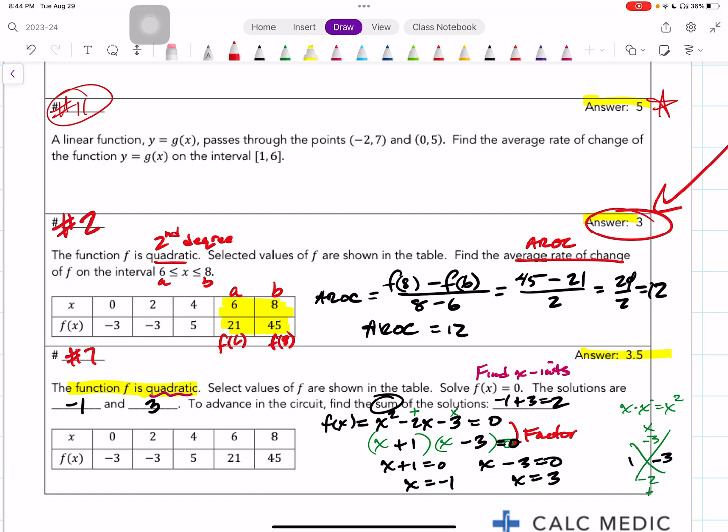Let me think here for a second. Okay, so it's a linear function. So here's the deal. We're dealing with a linear function. That is the important thing. Okay, and so it passes through these 2 points. All right, and then it says find the average rate of change of the function on the interval from 1 to 6, which is the closed interval from A to B.